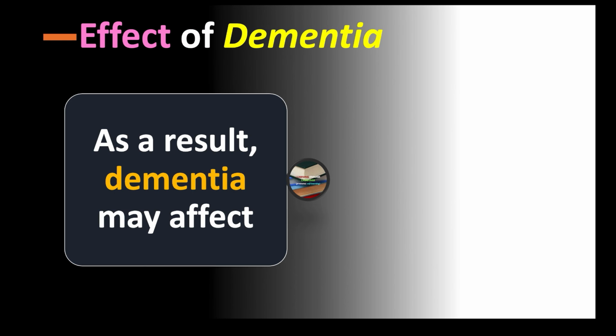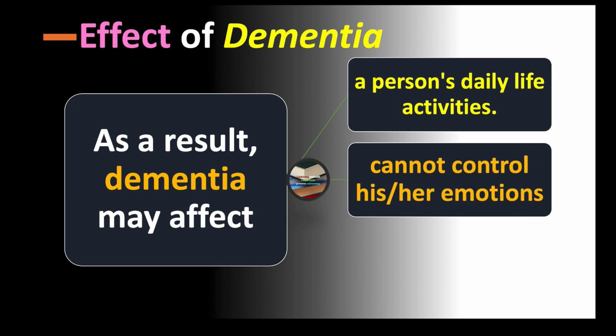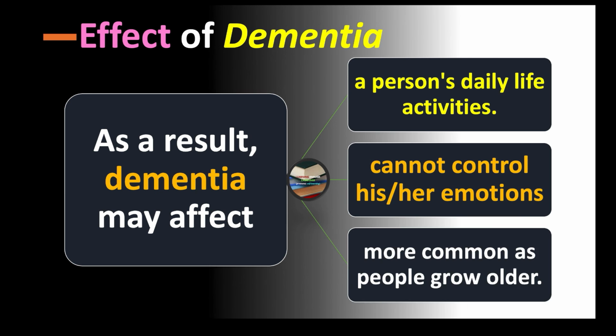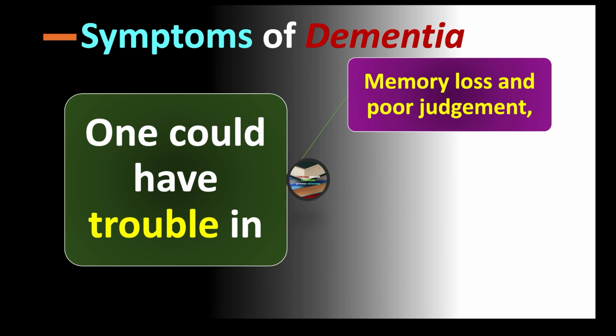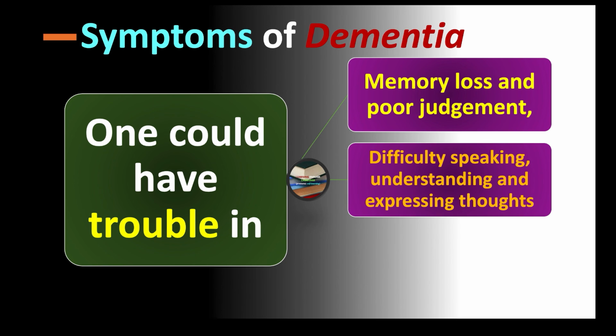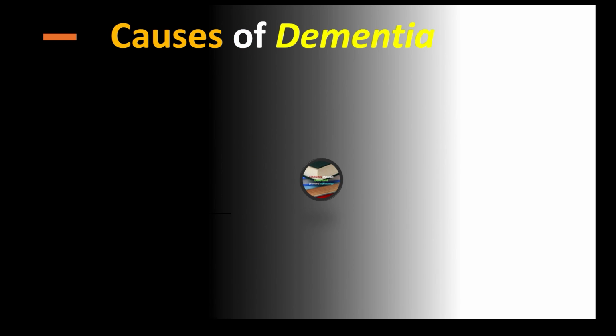We continue our discussion. Effect of dementia. As a result, dementia may affect a person's daily life activities, cannot control his or her emotions, and it's more common as people grow older. Now we have symptoms of dementia. One could have trouble in memory loss and poor judgment, difficulty speaking, understanding, and expressing thoughts, losing balance, and problems with movement. Causes of dementia.